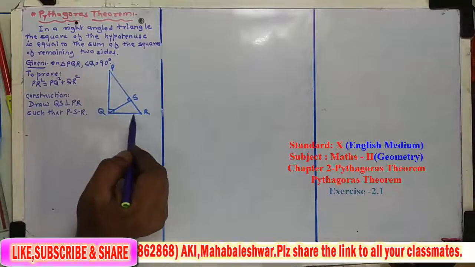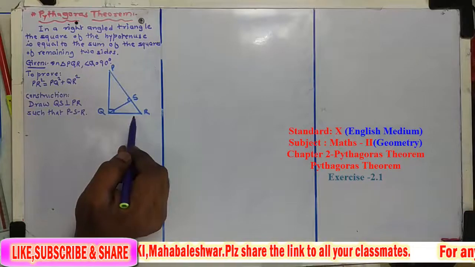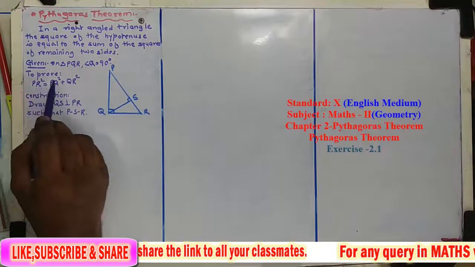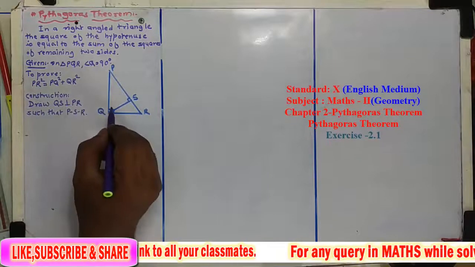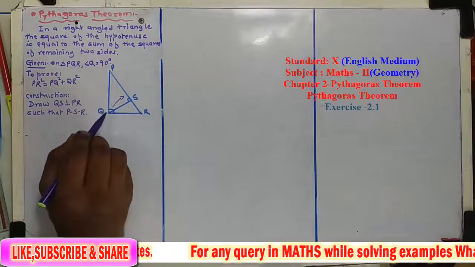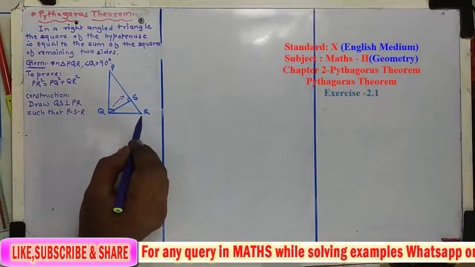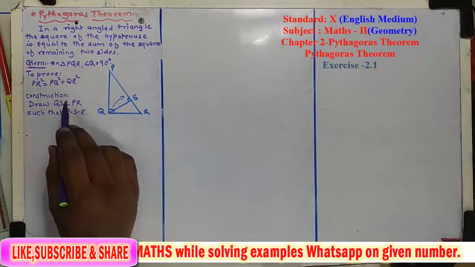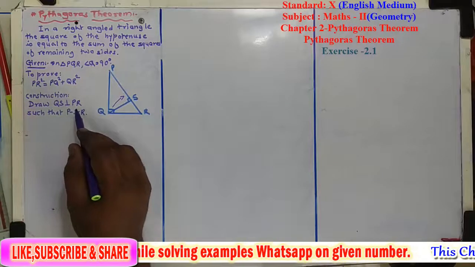If the given triangle is right angle triangle PQR, in which angle Q is equal to 90 degrees, that is given, then we have to prove that PR square, the side opposite to the right angle, that is called the hypotenuse, is equal to one side square, that is PQ square, plus second side square, that is QR square. Okay, now here we have to make one construction.